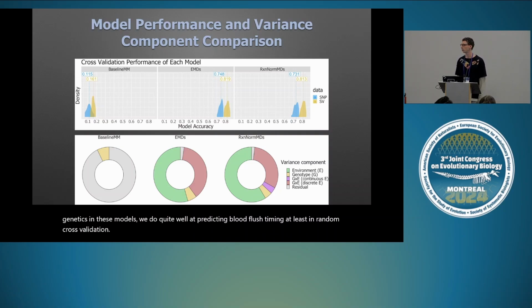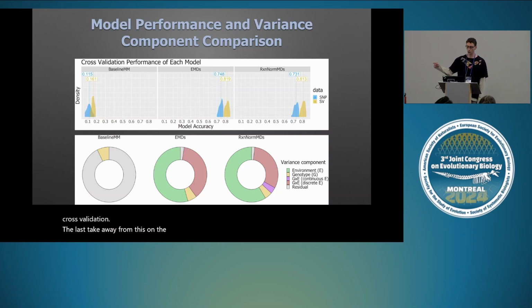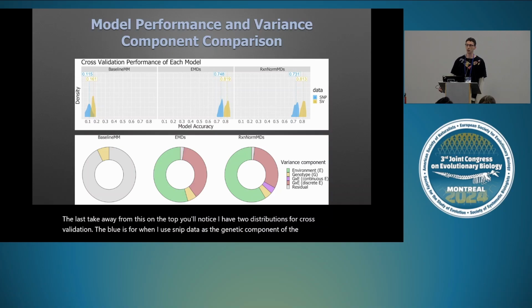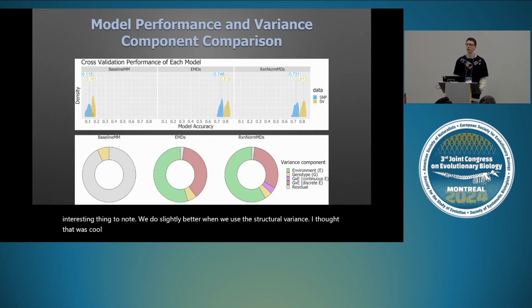The last takeaway from this: on the top, you'll notice I have two distributions for cross-validation. The blue is for when I use SNP data as the genetic component of the model. The yellow, or goldenrod, I guess, is when I use structural variant data. And it's just an interesting thing to note. We do slightly better when we use the structural variants. So I thought that was cool. However, I don't think that random cross-validation is really the best way to test these models.